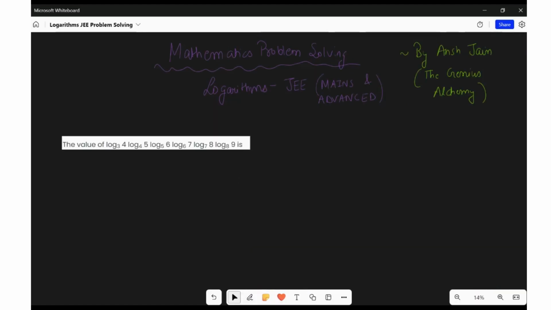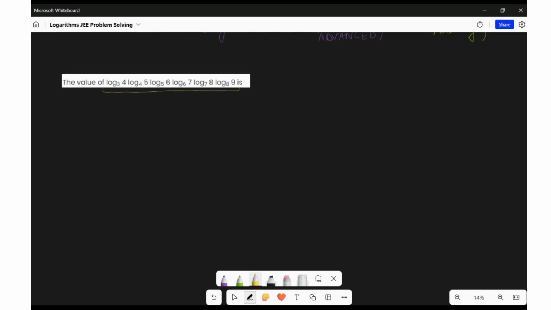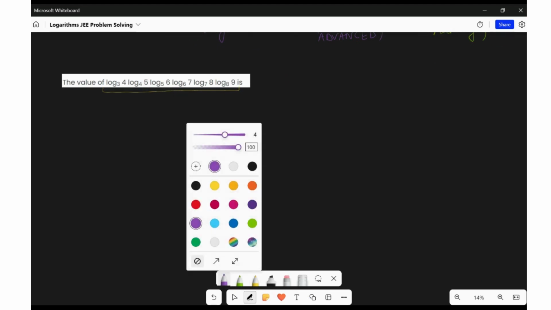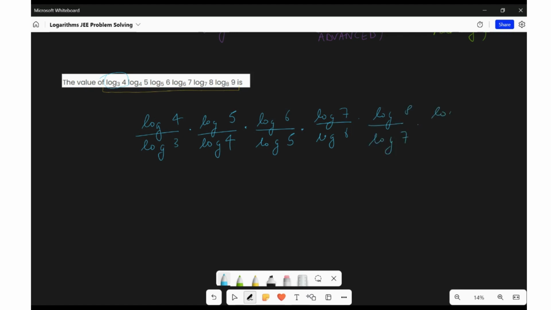Now this is the second question. So we have a long series which we can see. To solve this, we will use the base changing theorem throughout the question. So we can write this as log 4 by log 3, this single thing, multiplied by log 5 by log 4, multiplied by log 6 by log 5, multiplied by log 7 by log 6, and so on. It just goes on like this, into log 9 by log 8.